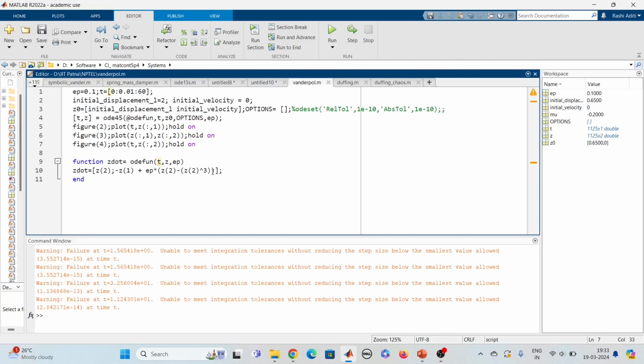Here is the equation. So mu I have taken as EP. Let us take EP as 6, and I have taken the initial condition as 2, comma 0. Let us just simulate.